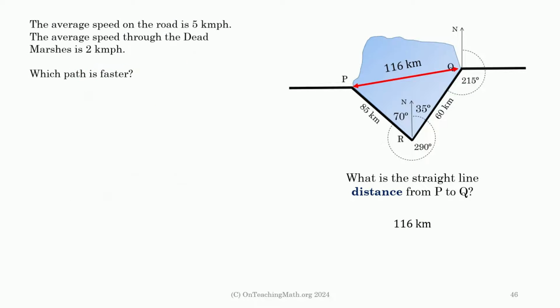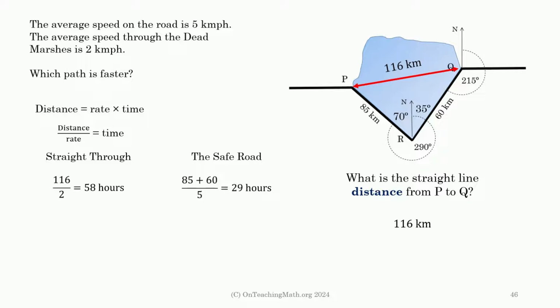All right. Now, we did all that so we can just barely get the information we need to answer the question. Which path is faster? Well, distance equals rate times time, so the amount of time taken would be distance divided by rate. The straight through, well, that would be 116 kilometers divided by 2. That path would take 58 hours, whereas if you took the road, well, that's 145 divided by 5. That's 29 hours, so the road's twice as fast. All right, there's part 1 right there.